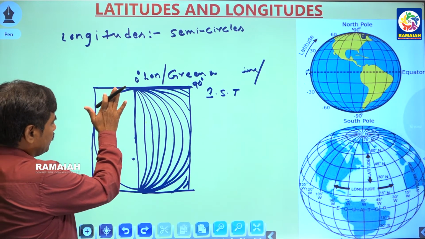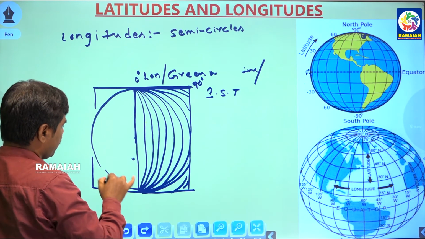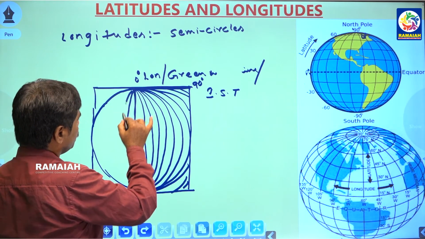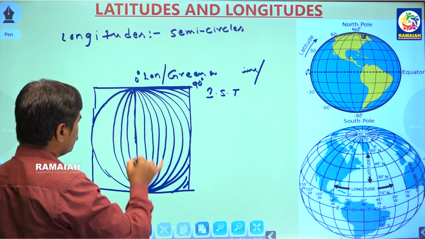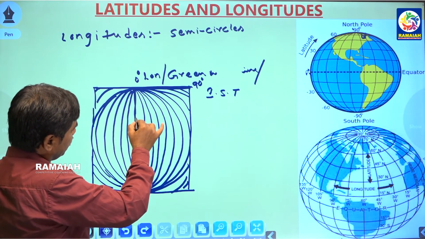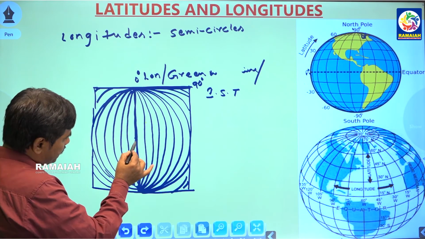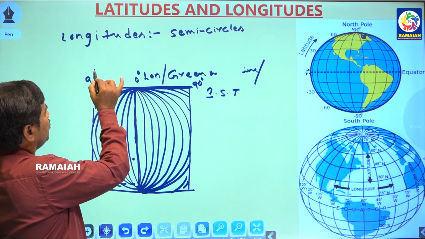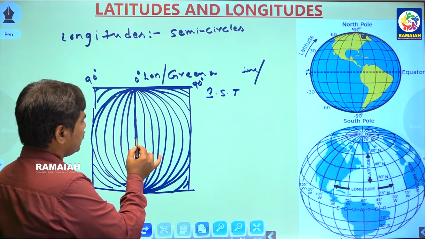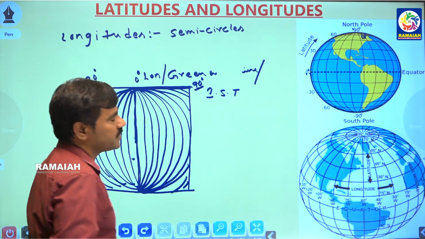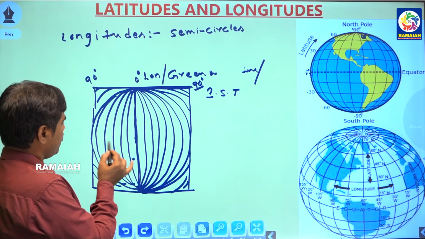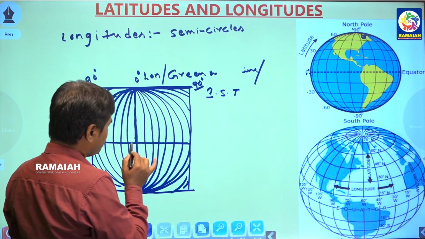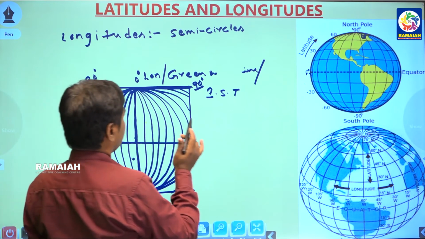The western hemisphere is also divided into 90 longitudes. This is the Greenwich line or 0-degree longitude. From here, the western extreme is called the 90-degree longitude, and the eastern extreme is also the 90-degree longitude. Now you can see from here to here 90 longitudes, and from here to here 90 longitudes.